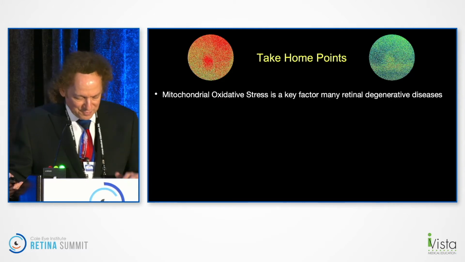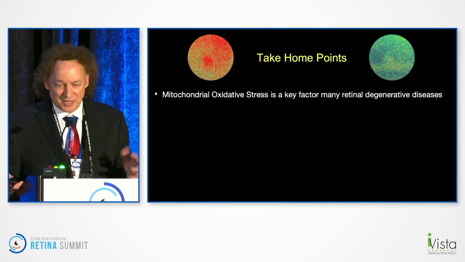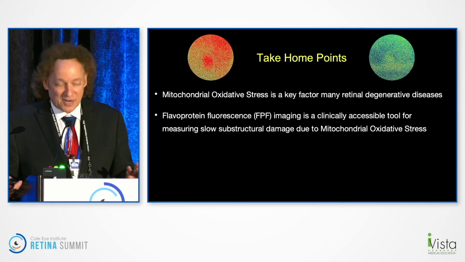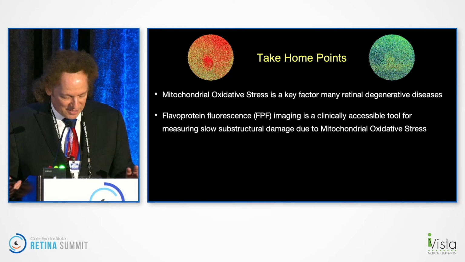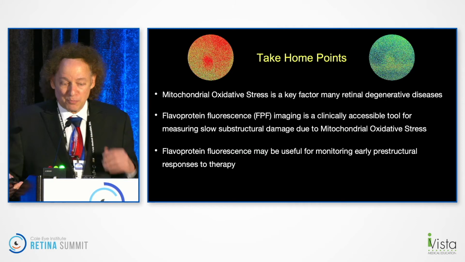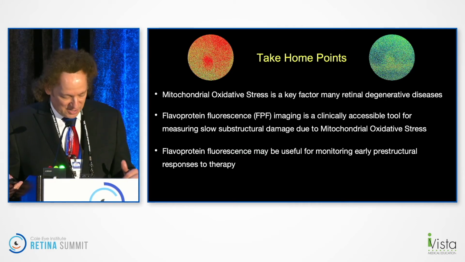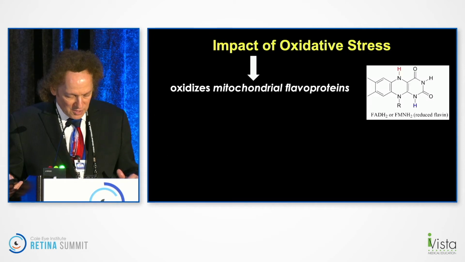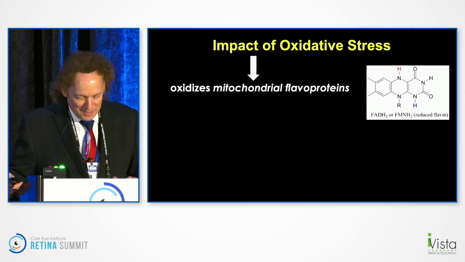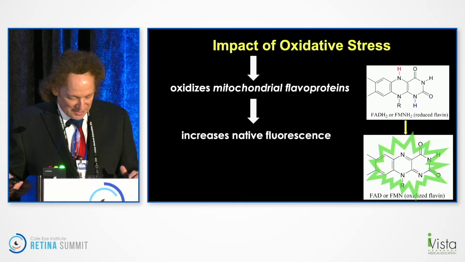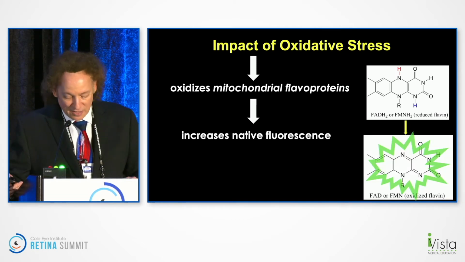So mitochondrial oxidative stress is really a key factor in many retinal degenerative diseases, and looking at flavoprotein fluorescence, which is what we'll talk about, is a clinically accessible tool now, and it may be useful for monitoring pre-structural changes that occur due to therapy. In oxidative stress, you get oxidation of these flavoproteins, which increases the native fluorescence.